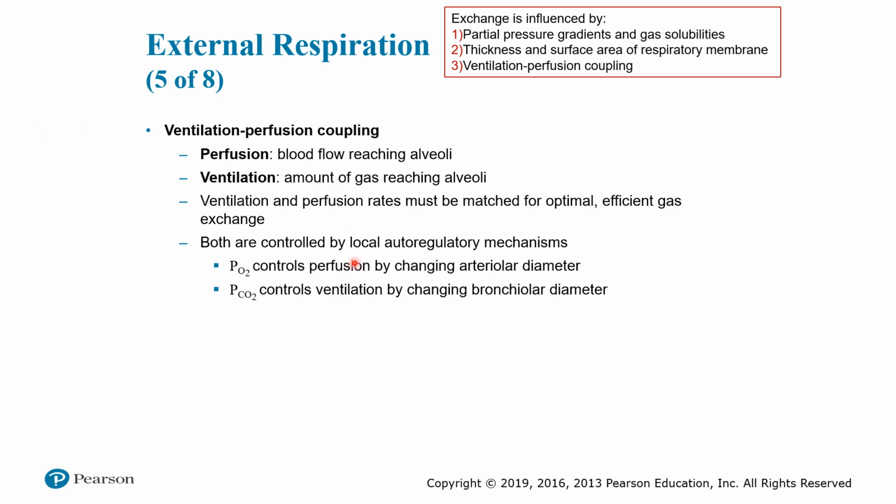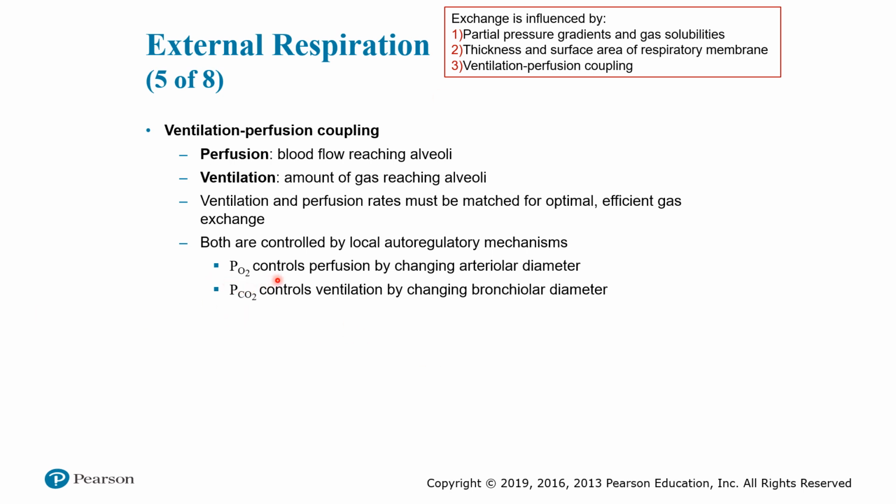Both of these are controlled by local autoregulatory mechanisms. So there are certain mechanisms which can alter the ventilation and the perfusion in local areas of the lungs, and these mechanisms try to match the ventilation with the perfusion. So if a good amount of air is coming in some alveolus, these mechanisms make sure that a good amount of blood is also coming in that alveolus, and vice versa. If a good amount of blood is coming in some alveolus, these mechanisms would want a good amount of air coming in that alveolus as well. And how do they do it?